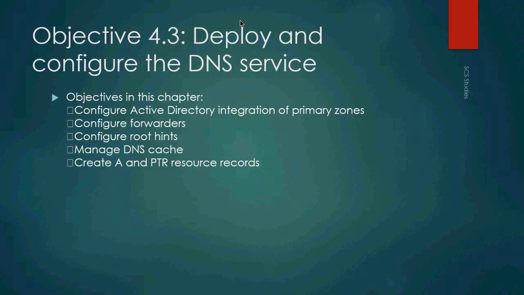Our objective for this chapter is configuring Active Directory integration for primary zones, configuring forwarders, configuring root hints, manage DNS cache, and create A or PTR resource records. So we are going to learn about each and every point one by one. So this is actually our objective of today's class. So let's start with the first one.